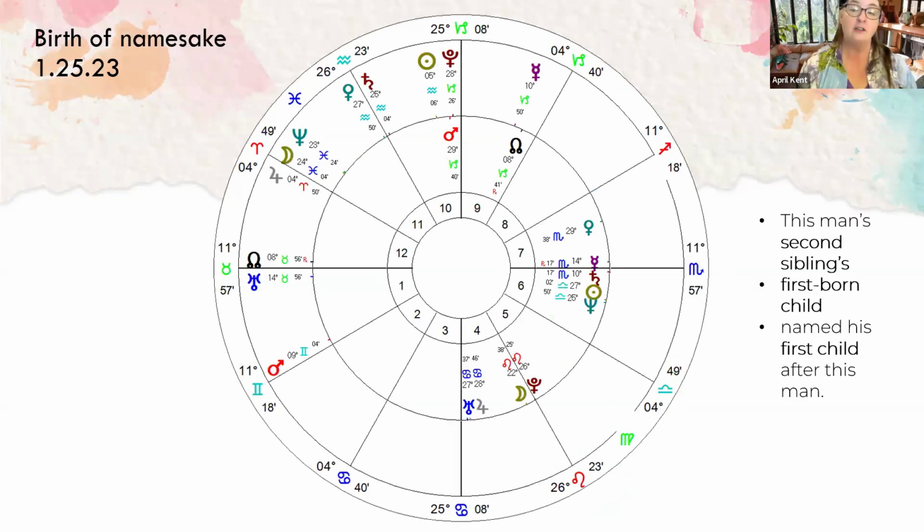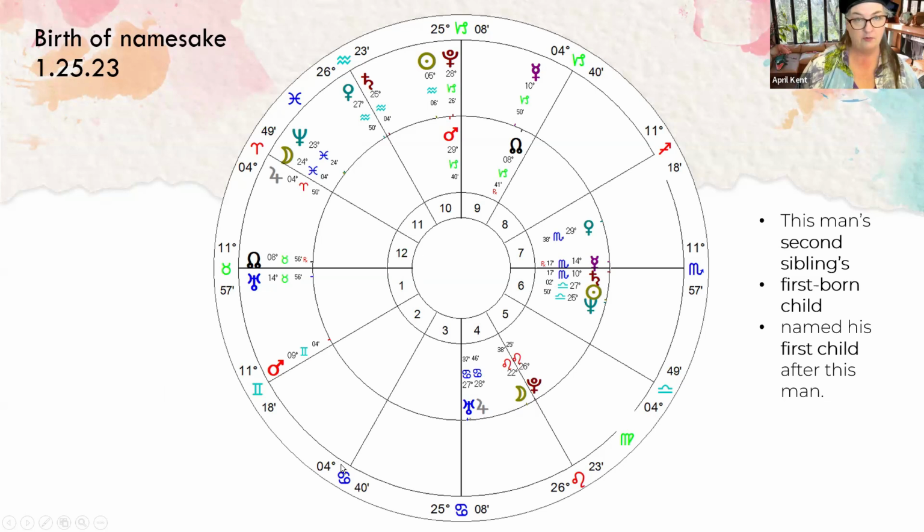So this child who was born was named after my brother who passed away, and they did it, you know, sort of as an homage to him. So this is my late brother's chart on the day his namesake was born. So this is the child of his second sibling's oldest child. So let's start with the sibling. So his second sibling is what house?